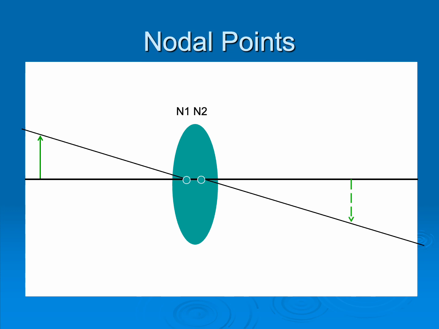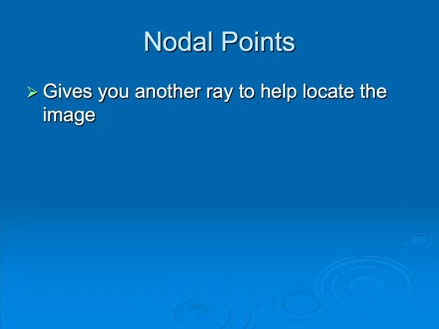In reality, these rays are going through what's called nodal points, and you can see here that the ray comes in diagonally from the object on the left. It hits the first nodal point. It then goes completely horizontal till it hits that secondary focal point, in which it comes out. So those are the nodal points. Why do we care about nodal points? Because they give us another ray, as if we needed it, to help locate the image. So let's add that to our cardinal point diagram.